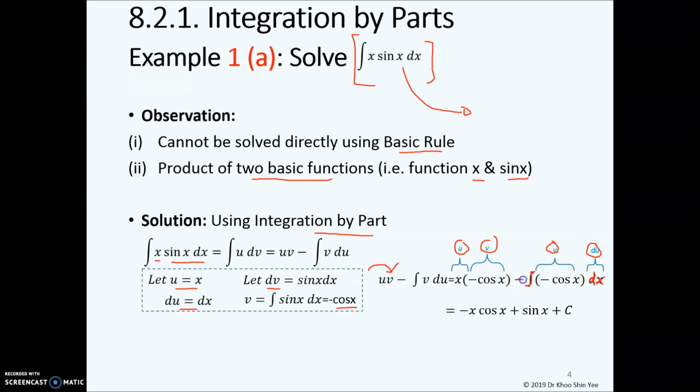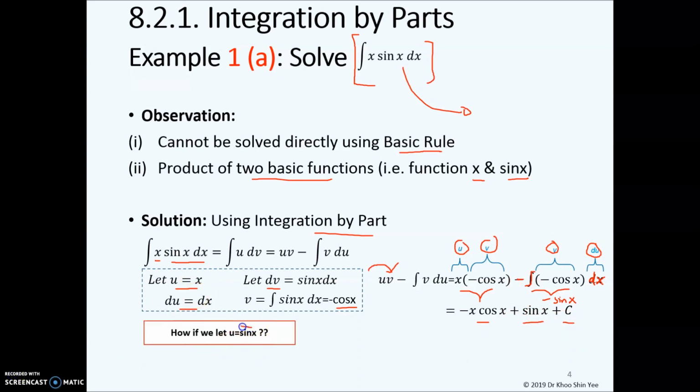And this is the minus uv minus v du. Okay, so from here you get this result, negative cos x. After you integrate this part, you get negative sine, and then negative multiplied with negative here, you get positive. So you get this result, and don't forget your constant.